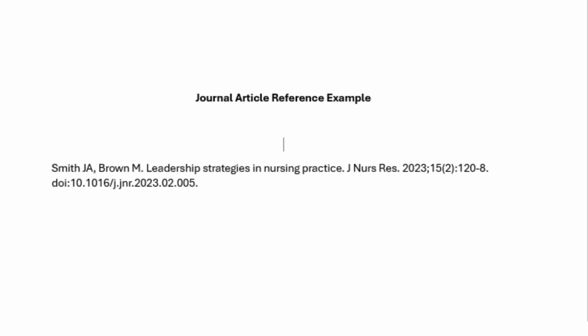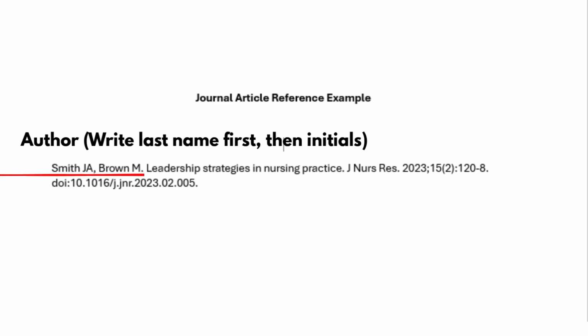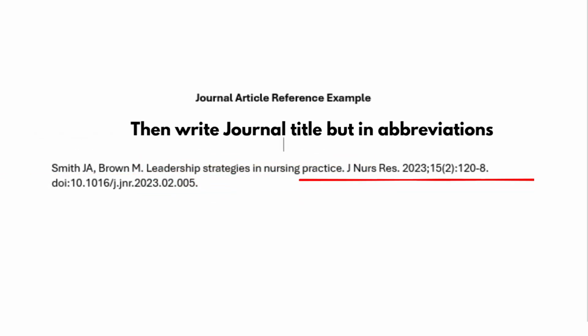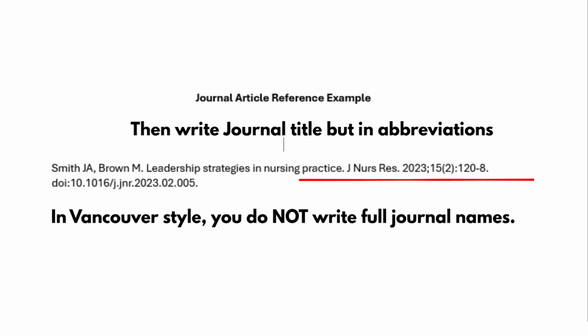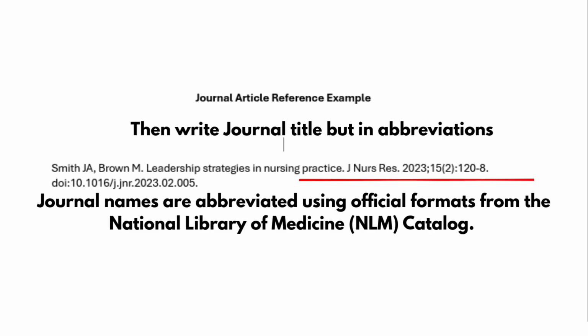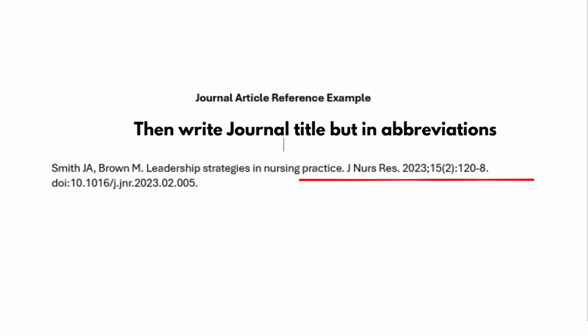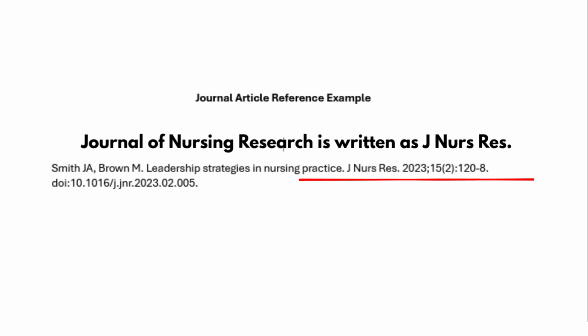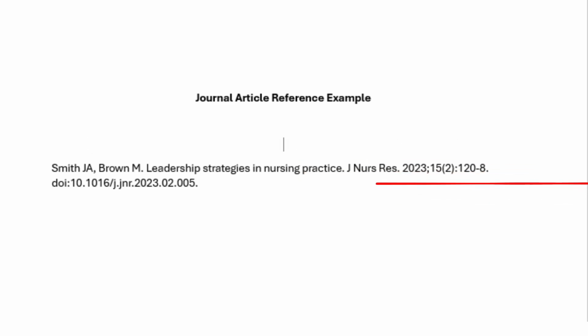Journal article reference. A journal reference always follows a fixed order. Think of it like a formula. Author, write last name first, then initials. Title, write it in normal sentence style, only the first word is capital. Then write the journal title but in abbreviations. In Vancouver style, you do not write full journal names. Journal names are abbreviated using official formats from the National Library of Medicine, NLM, catalog. For example, Journal of Nursing Research is written as J Nurs Res, then write year, then volume, issue, then pages, then DOI.